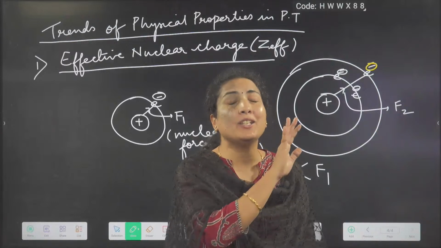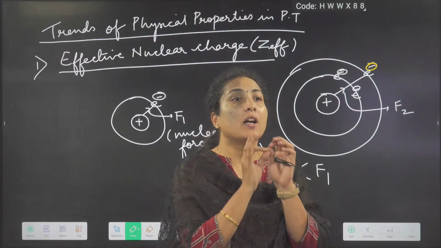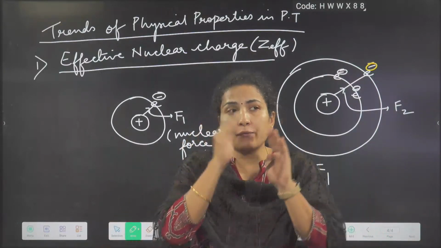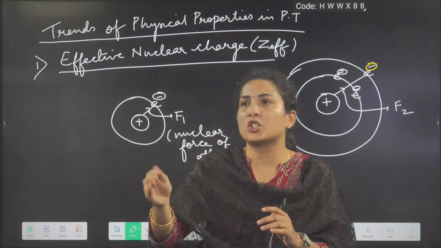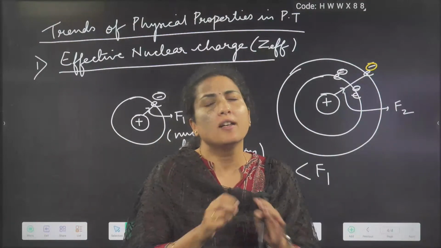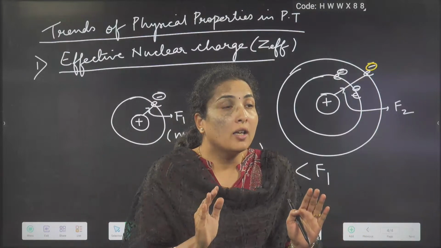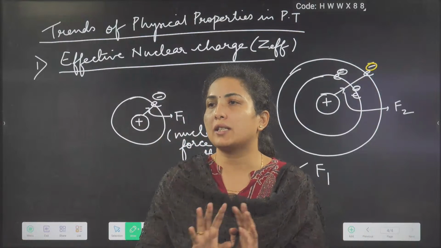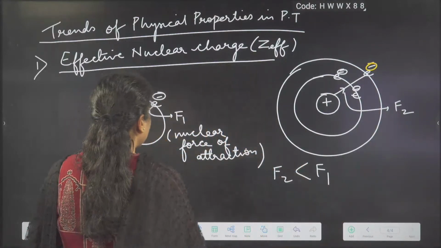So simply in your mind, what you should treat is that Z effective is nothing but the nuclear force of attraction which is felt by the outermost electron in the presence of inner shell electrons. That's the only thing. People keep on getting confused there. Simply remember Z effective is nothing but the nuclear force of attraction when it is felt by the outermost shell electron in the presence of inner shell electrons. That's the only case. Are we able to understand? So I'm going to write down these things here.